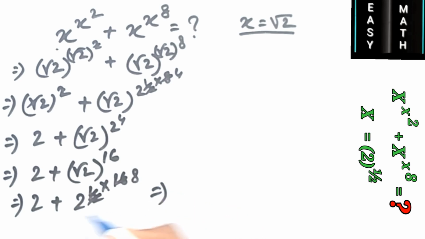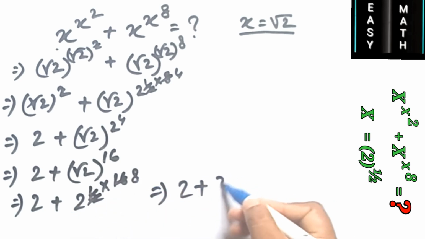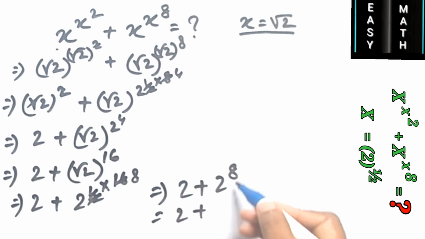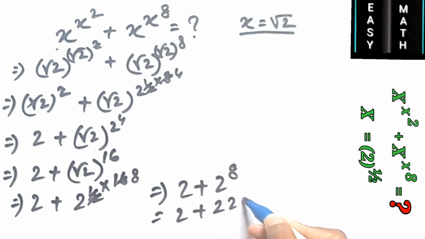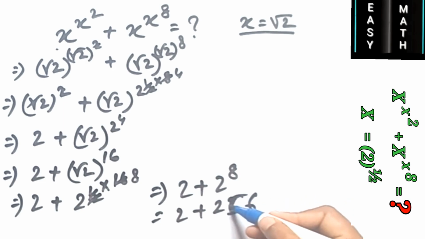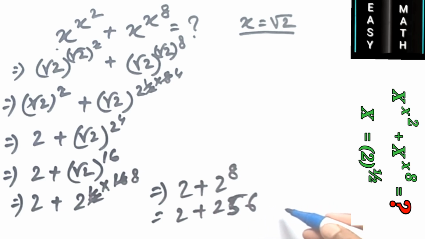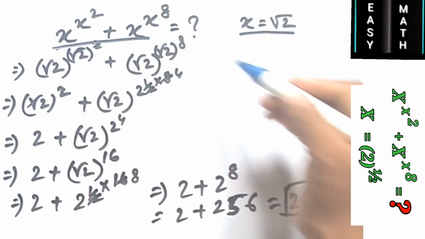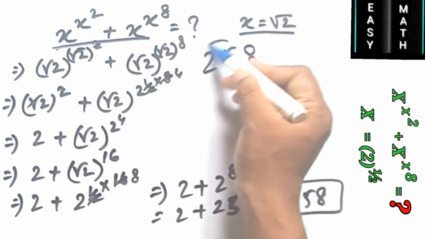So from here we can write there is a 2 and this is the 8. So 2 to the power 8 is here, and this is 2 to the power 8, which is 256. So 256 to the power 8 and the total value is 258. So this is the value, 258, if x value is root 2.